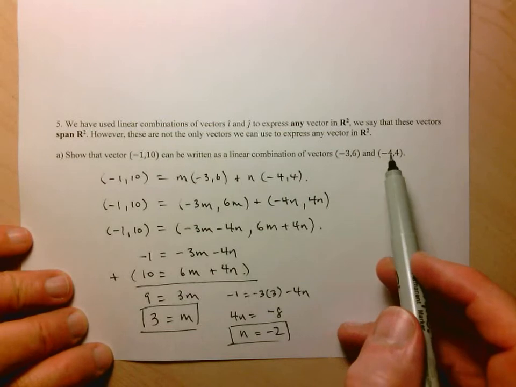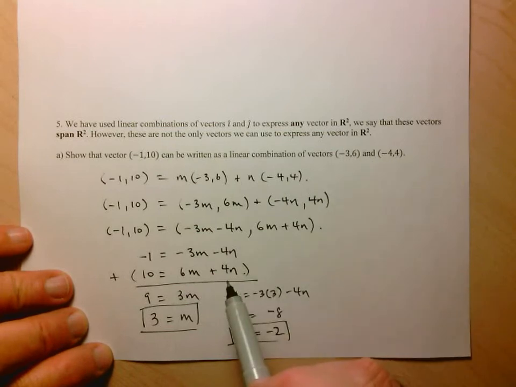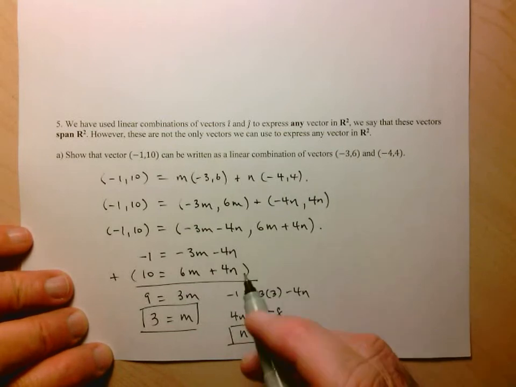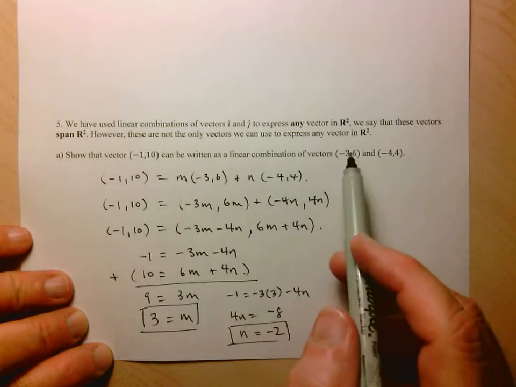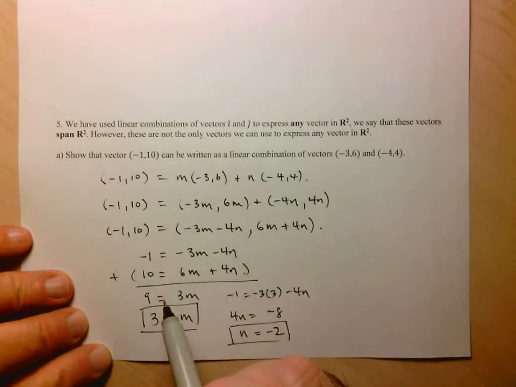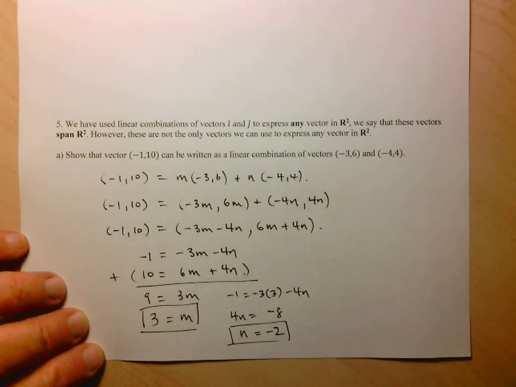Because these two vectors are non-collinear, non-parallel, I should be able to combine these two to get any vector on the Cartesian plane. That's it for this one.